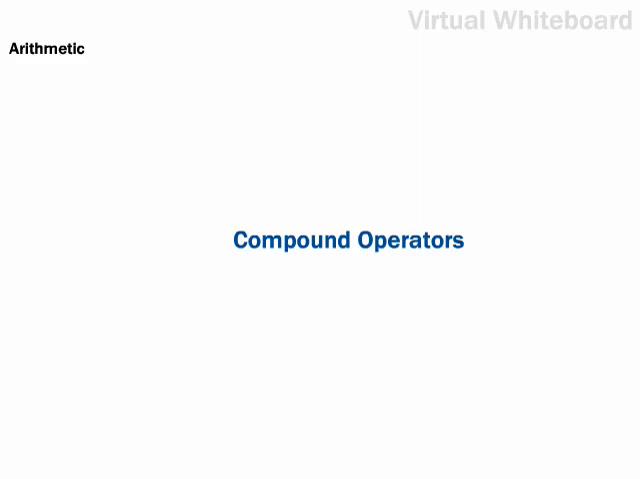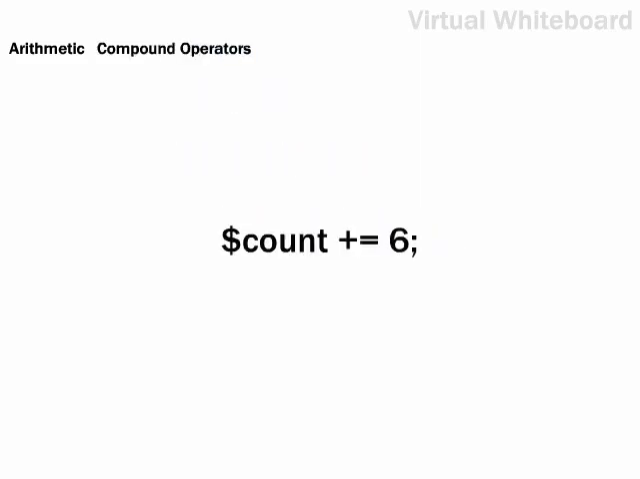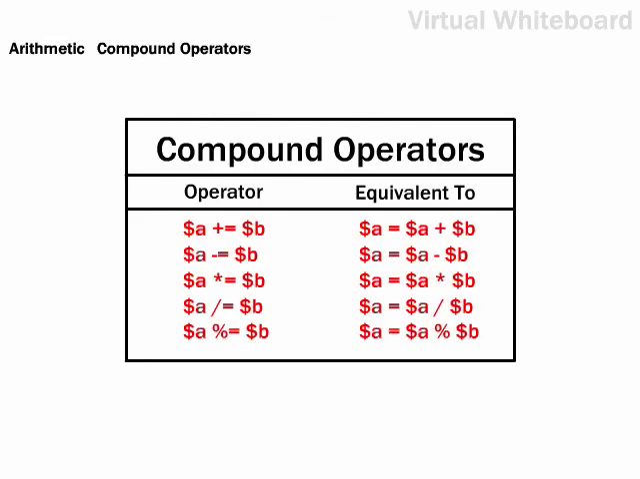Compound operators. You can use a compound operator as a shortcut when applying an arithmetic operation to an existing variable. Here we have used the compound addition operator to add 6 to the current value of count variable. So as you can see, this operation takes the initial value of count variable and adds 6 to it, then reassigns it back to count. All basic arithmetic operators have corresponding compound operators.